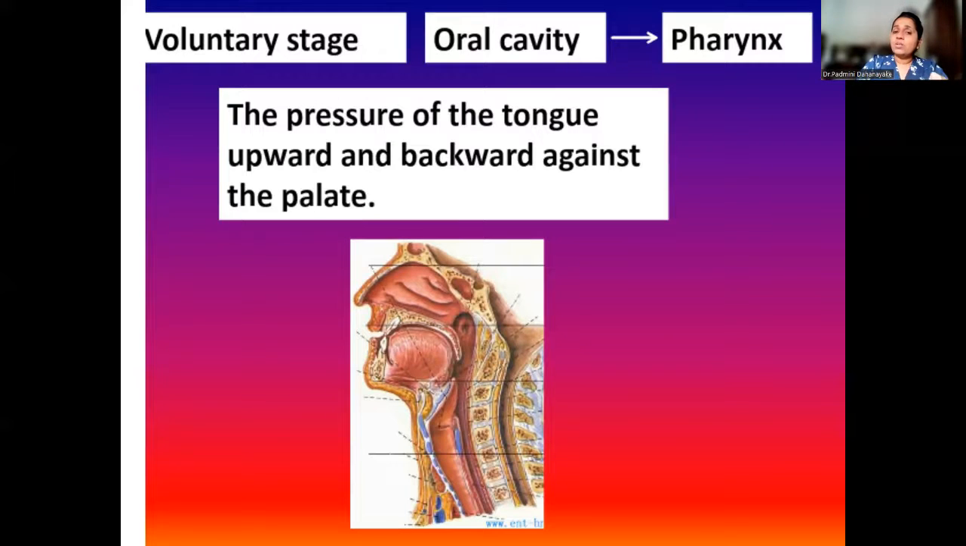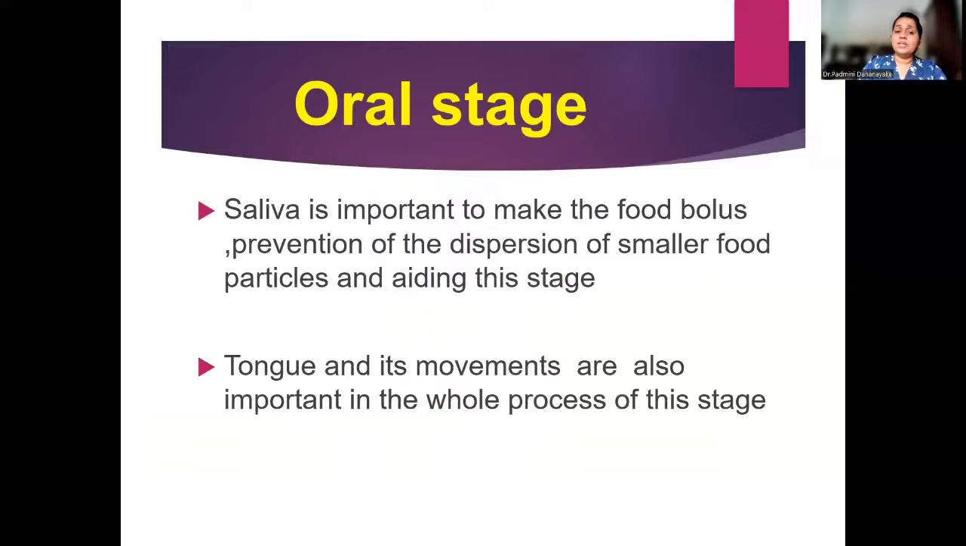Here, the pressure of the tongue upward and backward against the palate is very important. Also remember there is another very important thing in this oral stage, and that is your saliva. Saliva is important to make the food bolus, and by making the food bolus, you prevent the dispersion of food particles here and there, aiding this process further. With the help of the saliva and the tongue movements, the oral stage will be completed.